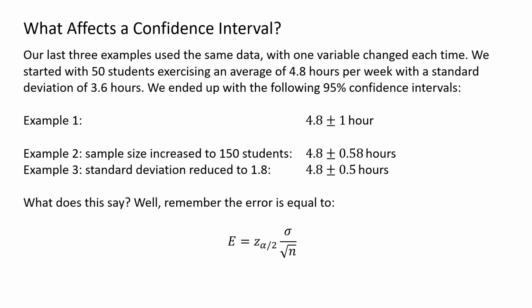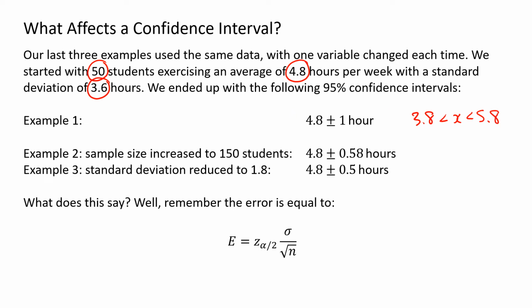So what we've seen here, I've written all 3 of our example solutions here. We started with the same data, but changing 1 variable at a time. Our first example was 50 students exercising, and they indicated they exercised an average of 4.8 hours per week with a standard deviation of 3.6 hours. In the first interval, we had a 95% confidence interval of 4.8 plus or minus 1 hour. So that was 3.8 at our minimum to 5.8 at our maximum.